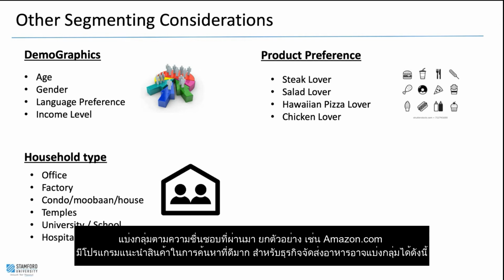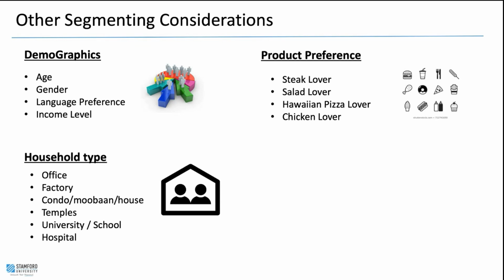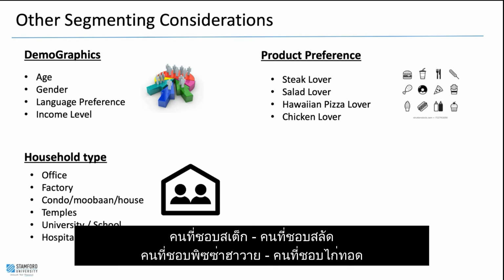Also, perhaps based on their preference. Again, you know this, right? This is a very common way. You see this so much with Amazon.com and Agoda.com, right? They're always recommending things based upon your past purchases. So maybe you're a steak lover, salad lover, Hawaiian pizza lover, chicken lover. So you can look at your past purchases and then design things around that.